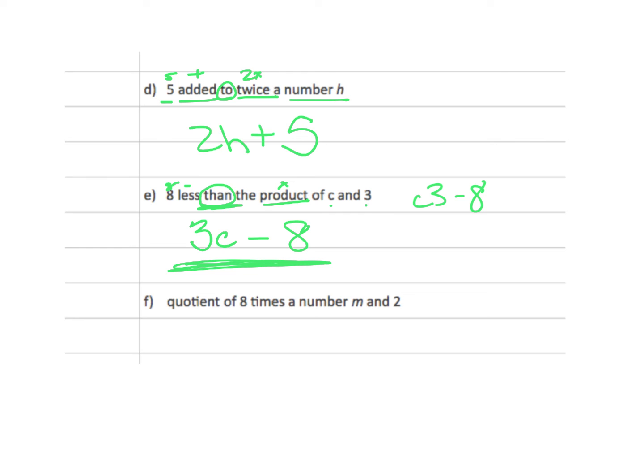Here we go. In letter F, the quotient of 8 times the number m, so that's going to be 8m, and 2. So that means we're going to do 8m divided by 2. I could also use the fraction bar like this, because that also means division. That would also be this. This is the more algebraic way of writing it, but I will take both.